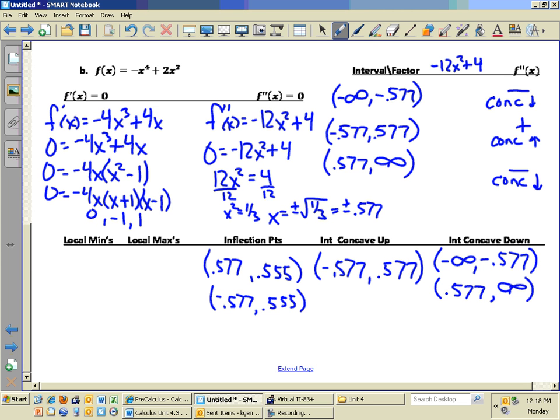So the local max, local mins. I have 0, negative 1, and 1. Local min at 0. F of 0 is 0. Local max at f of 1 and f of negative 1. Now that will give us what? 1. There you go.